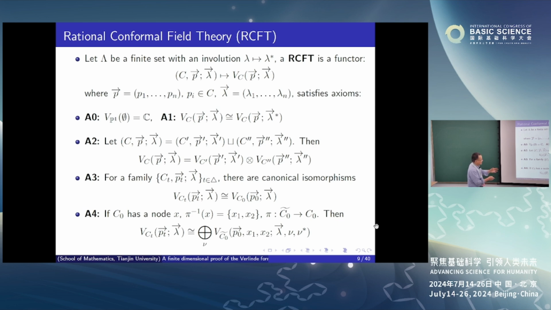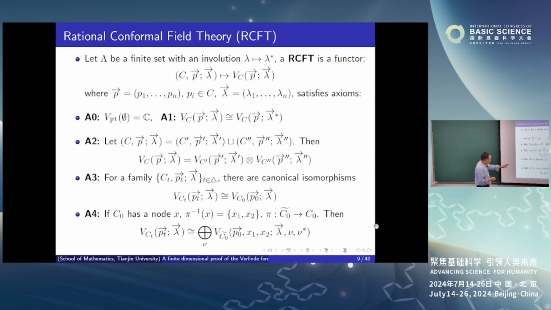So you should associate a vector space. This vector space could be conformal blocks, something like this. Those associations should satisfy certain requirements. For example, when the set is empty, this means that those puncture points are empty. Without puncture points, it should be a one-dimensional space, and it is invariant under the evolution, and we should have such a decomposition.